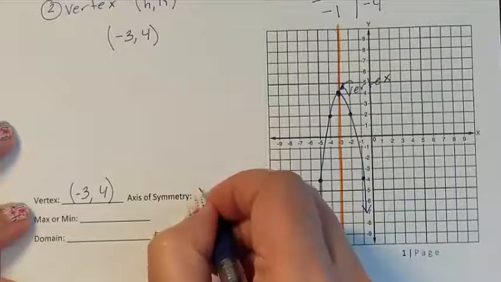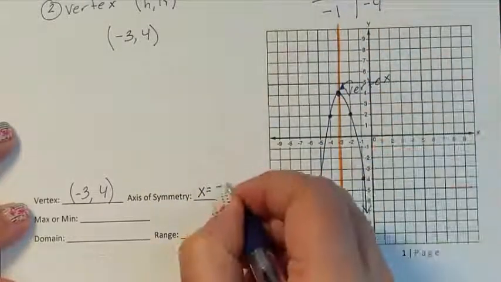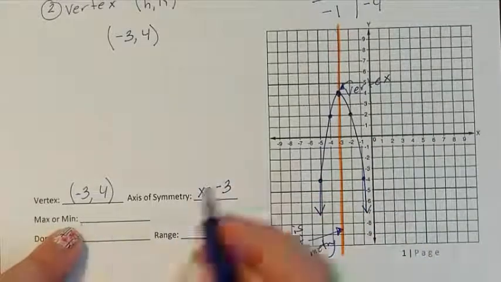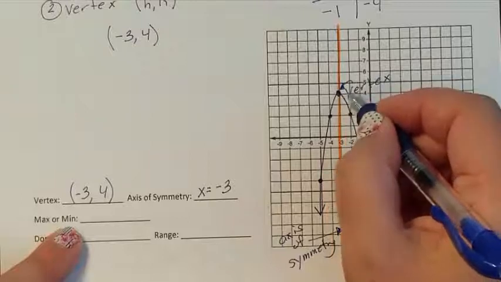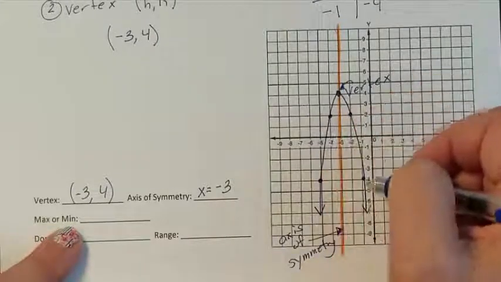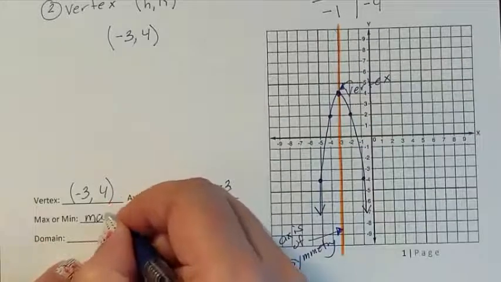And this is always an x equals line because it cuts the x-axis. It's x equals negative 3. My max or my min is going to be talking about this vertex. Is this vertex the highest or the lowest that my parabola, my U, goes? This is the highest it goes, so I know that I have a max.